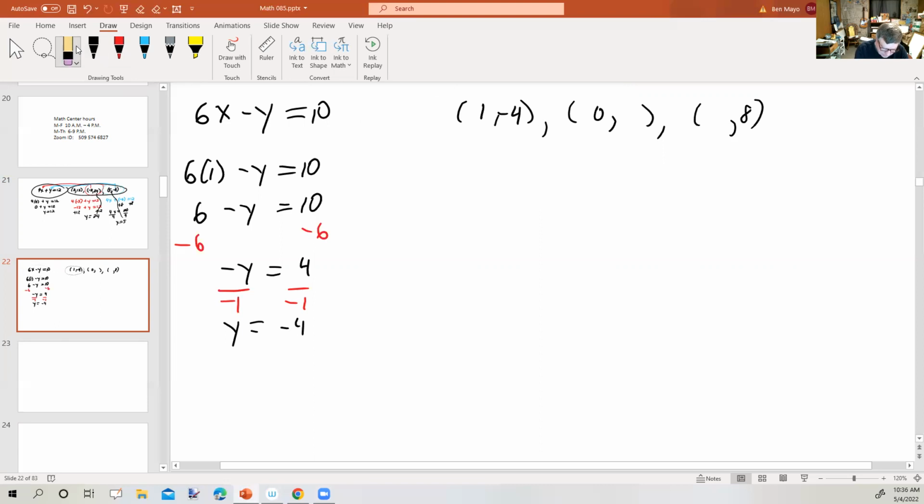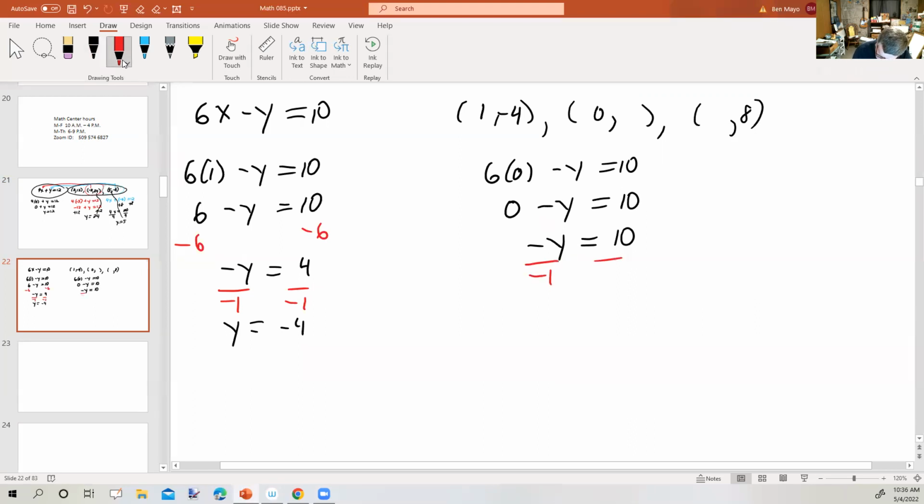Okay, let's take a look at the second ordered pair. x is 0, so we get 6 times 0 minus y equals 10. 6 times 0 is 0. 0 minus y equals 10. 0 minus y is just negative y. Negative y equals 10. Divide both sides by negative 1. y equals negative 10. So there is another solution to this 6x minus y equals 10 equation.